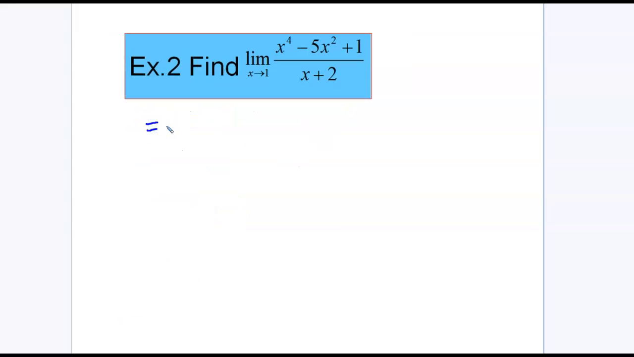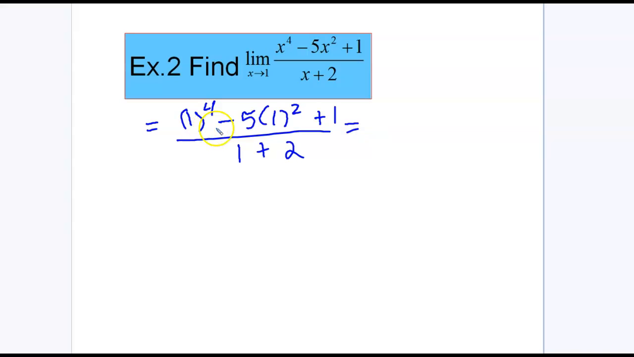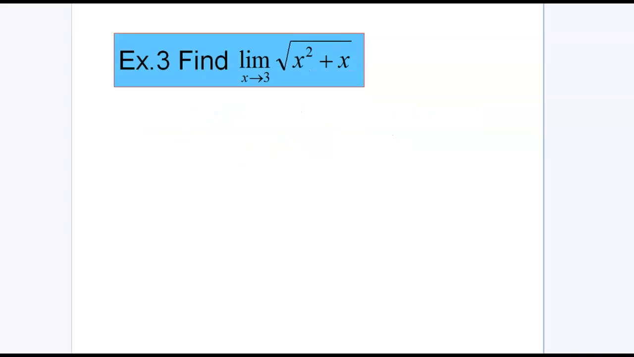The limit as x approaches 1 of x to the fourth minus 5x squared plus 1 over x plus 2. Again, if I use direct substitution, I'm substituting 1 in for x, and in this case, I'm going to get 1 minus 5 plus 1, which is negative 3, over positive 3, which is negative 1, and therefore that would be my limit. So plugging in 1 did not cause me to get an undefined value or a 0 in the denominator, so therefore I can use, again, direct substitution.